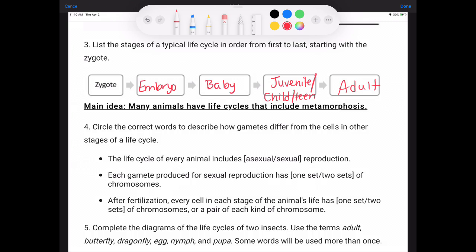Main idea: many animals have life cycles that include metamorphosis. So here you had to choose the best answer of the term. So the life cycle of every animal includes sexual reproduction. Each gamete produced for sexual reproduction has one set. Remember, they have half the number of chromosomes as your body cells. Gametes are sex cells. So that's your sperm and egg cells. After fertilization, every cell in each stage of the animal's life now has 2 sets because the sperm and the egg have come together, so now you have a complete chromosome set. Let's go to the next page.